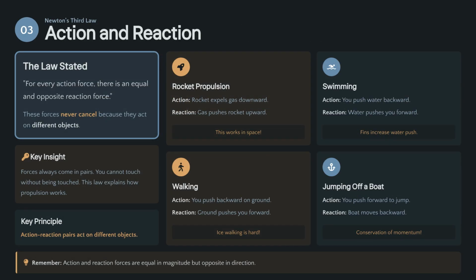Newton's third law is the law of action and reaction. It states that for every action force, there is an equal and opposite reaction force. Crucially, these forces act on different objects and therefore never cancel out. This principle explains propulsion in rockets and how we walk or swim.